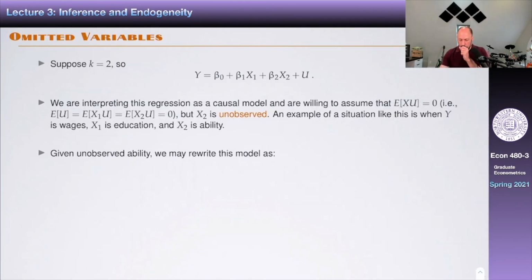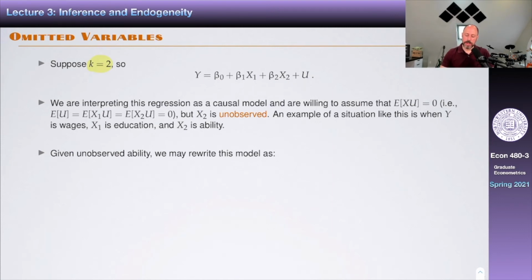The first one is called omitted variables. Suppose here that k is equal to 2. So you can write the model like here at the top: y equals beta naught plus beta 1 x1 plus beta 2 x2 plus u.